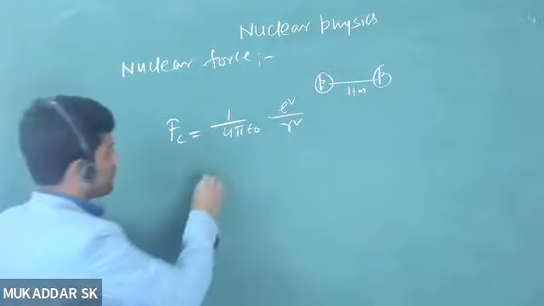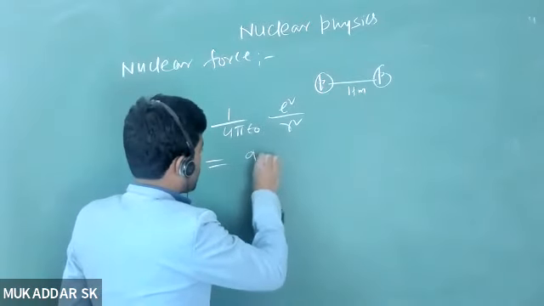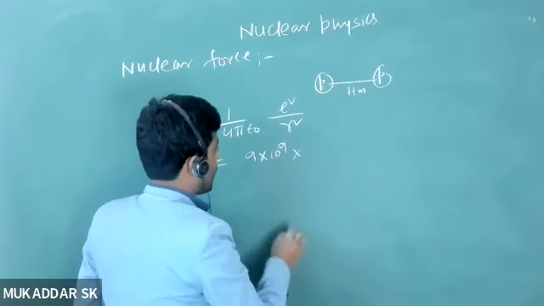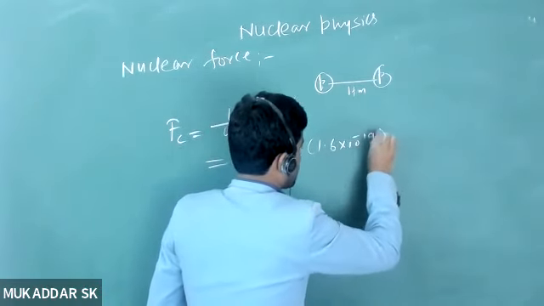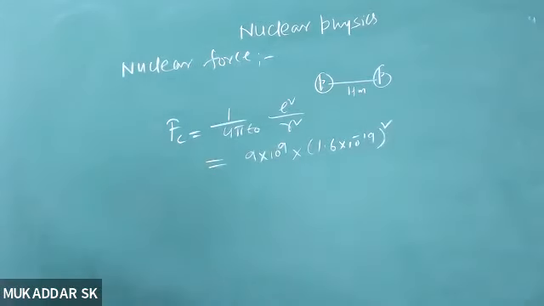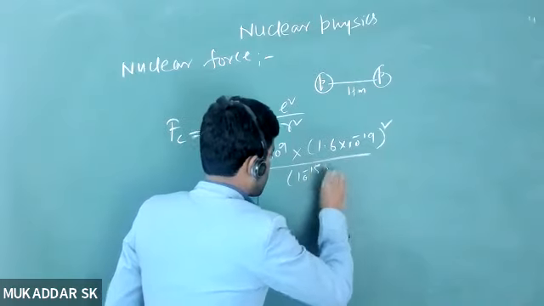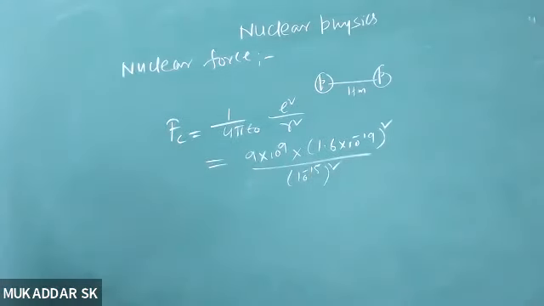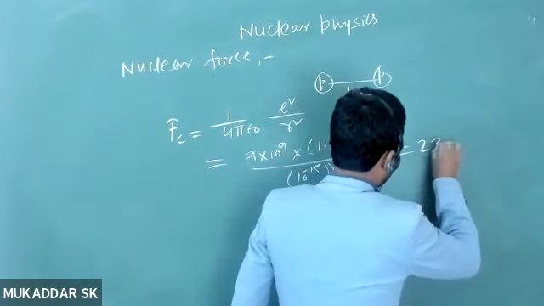If you substitute this in SI unit, 1 by 4 pi epsilon naught is nothing but 9 into 10 to the power 9, right? And then you will have E square, and that value is 1.6 into 10 to the power minus 19, whole square, and you have R square, and that will be 10 to the power minus 15 whole square. You calculate this value, you'll get 230 Newton.